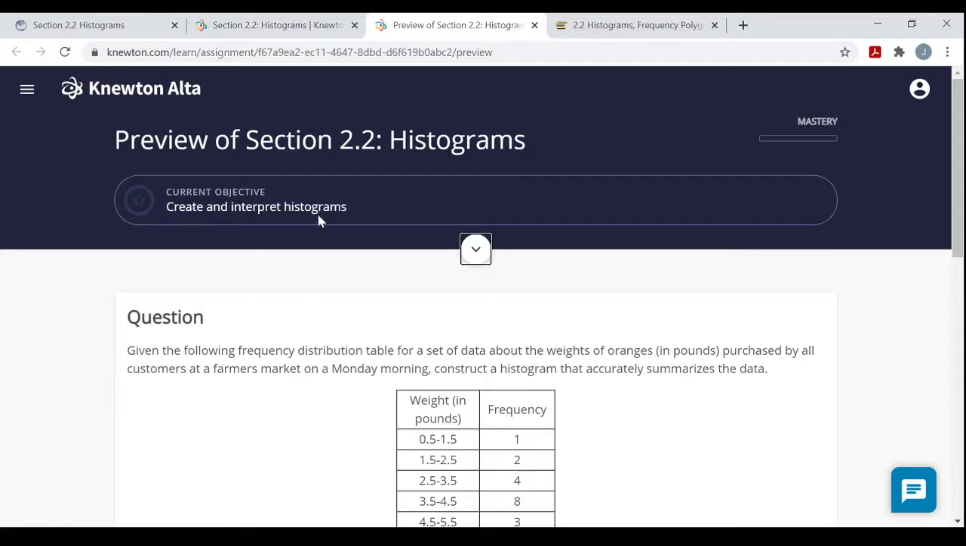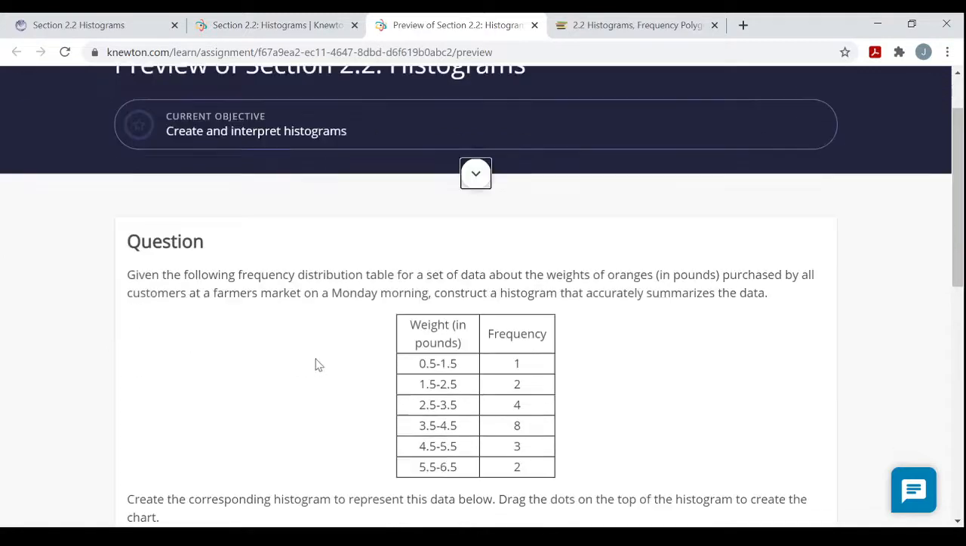So, create and interpret histograms. Now if you've done the reading and watched some videos and taken notes and done some exercises and you feel comfortable with the material, you can start trying to answer questions right now, right?